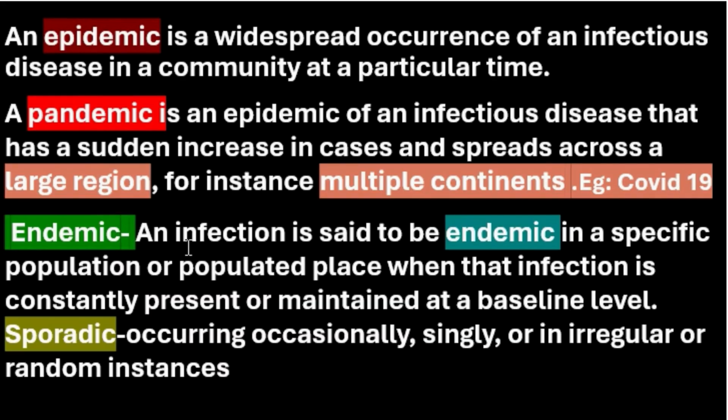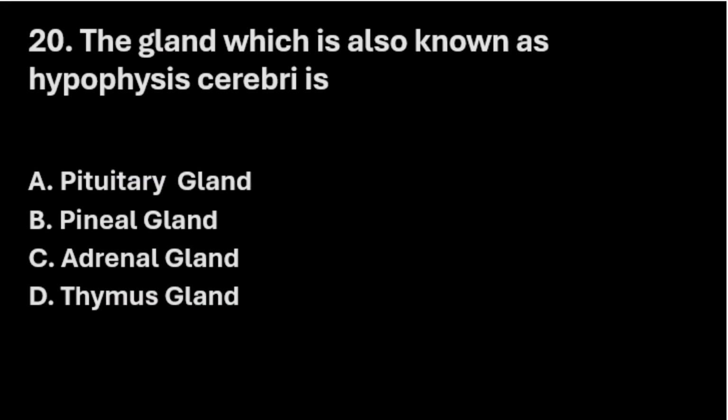Here, in endemic, an infection is said to be endemic in a specific population or populated places when that infection is constantly present or maintained at a baseline level. This is the point. So it is constantly present or maintained at a baseline level in a particular area. That is endemic. Sporadic refers to infections occurring occasionally, singly, or in irregular or random instances. That is sporadic. So remember these terms to avoid confusion.